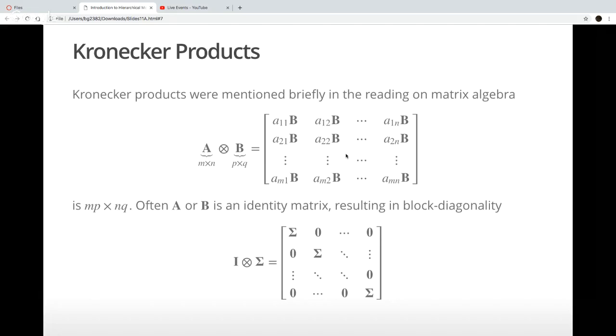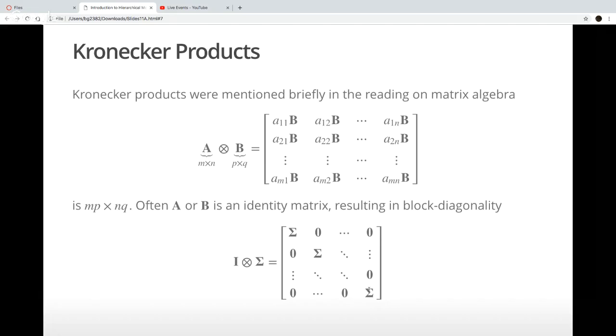Now, often when you see these Kronecker products in the hierarchical modeling context, either A or B will be some sort of simple matrix, like an identity matrix. So if A is the identity matrix and B is sigma, some covariance matrix, then everywhere A is 0, you're just going to get 0 times sigma, which is 0. So most of these blocks are just 0, but down the diagonal you have sigma, sigma, sigma, sigma when you Kronecker product sigma with I, I being on the left, sigma being on the right. So that's the definition of a Kronecker product.